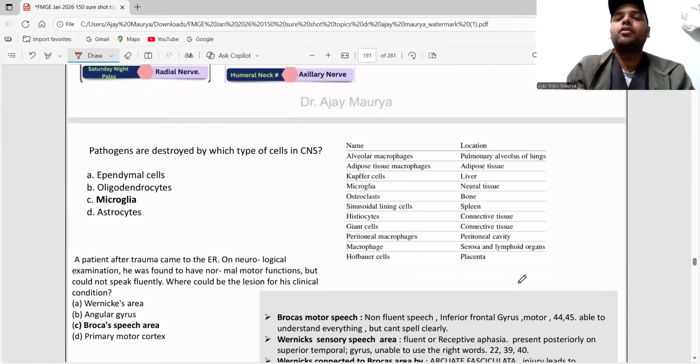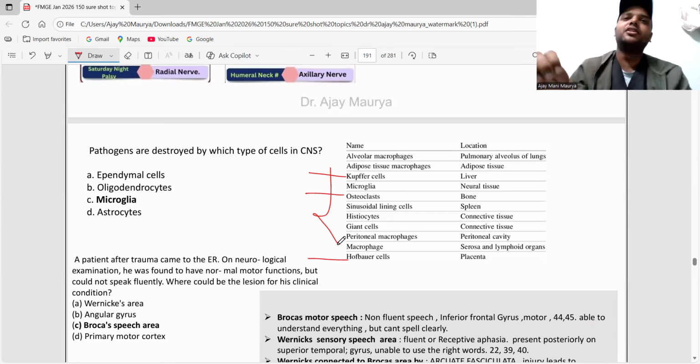Next one you have to remember is the macrophages in the different places. The most important are the Kupffer cells in the liver, osteoclasts in bone, and Hofbauer cells in the placenta. They are the important ones. Sometimes they will ask, but not all the time; sometimes they will ask if they want to test.